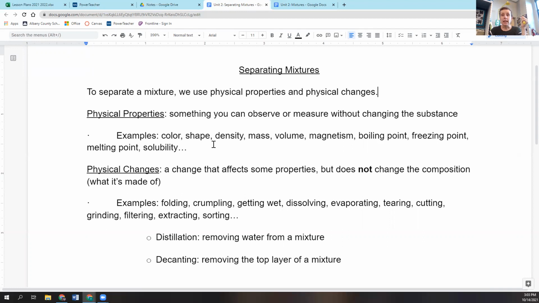Shape, density. When you measure the mass and the volume of your object and figure out its density, you don't actually have to change what the object is made out of. So mass, volume, density. Magnetism, okay? If I stick a magnet to a whiteboard or a refrigerator and then I pull it off, it's still the same thing. Nothing changed about the refrigerator, nothing changed about the magnet. That's a physical property, whether it's magnetic or not.